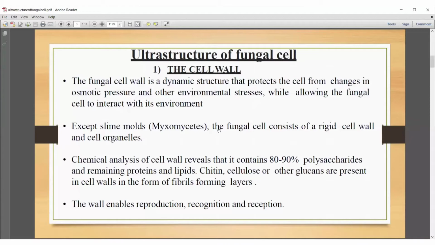Chitin, cellulose and other glycans are present in the cell wall in the form of a fibril forming layer.